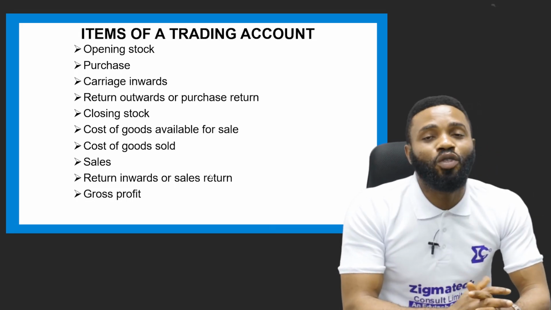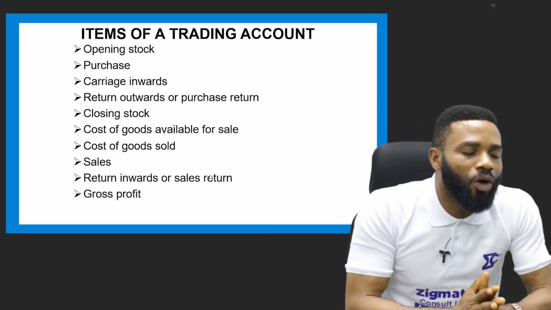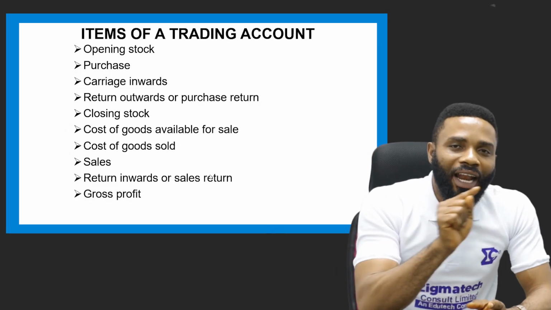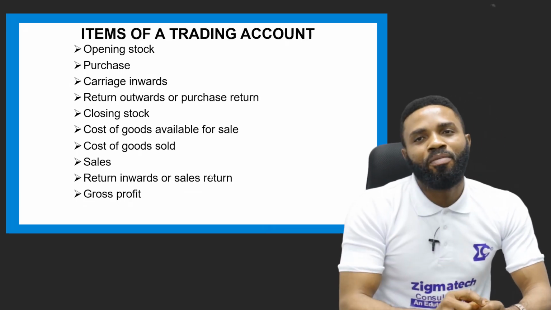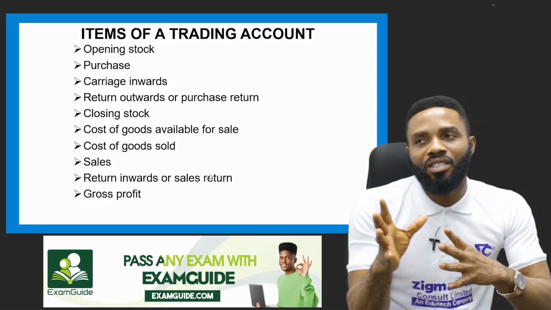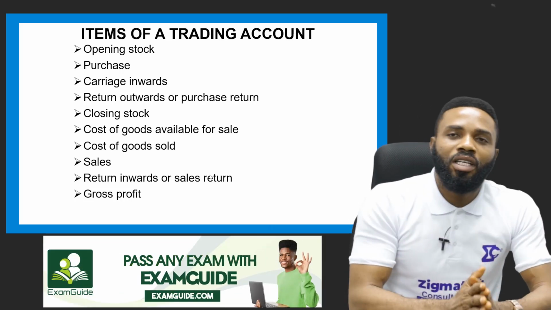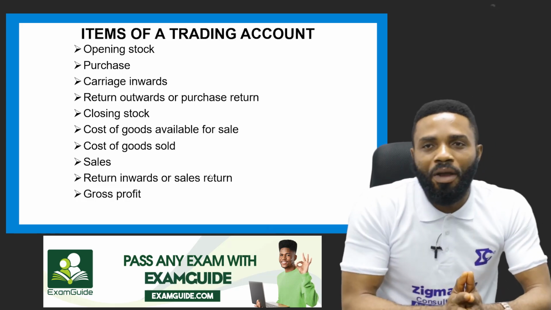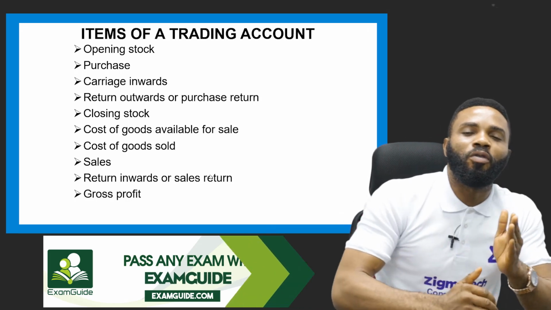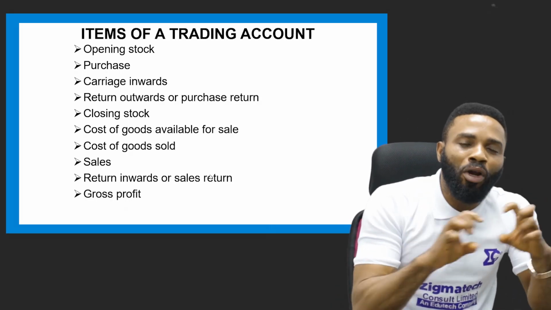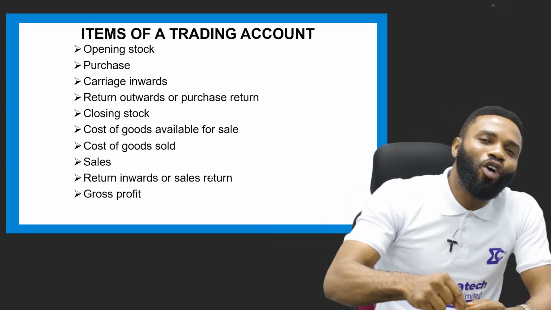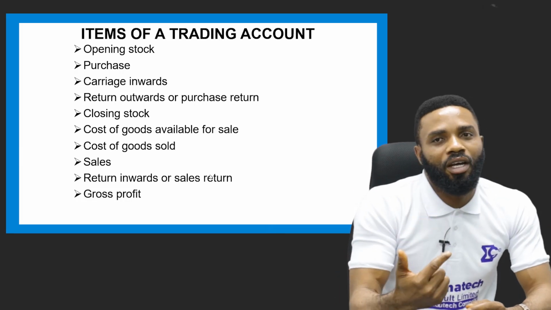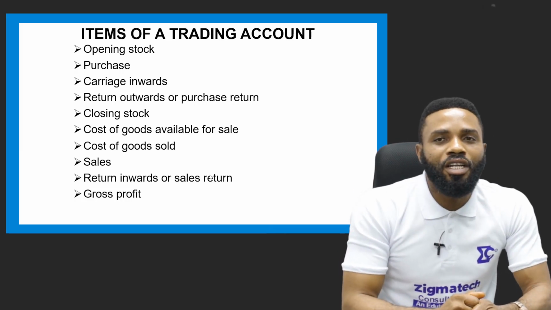Then the next one is closing stock. Closing stock is simply the stock at the end of the accounting period. Please underline the word accounting period, because this period varies with organization. There are some organizations that will tell you that their accounting period runs from January to November. Some will tell you from February to February next year, depending on the policy of a company. But at the end of that accounting period, the goods you have in stock that you are not able to sell is what we call closing stock.